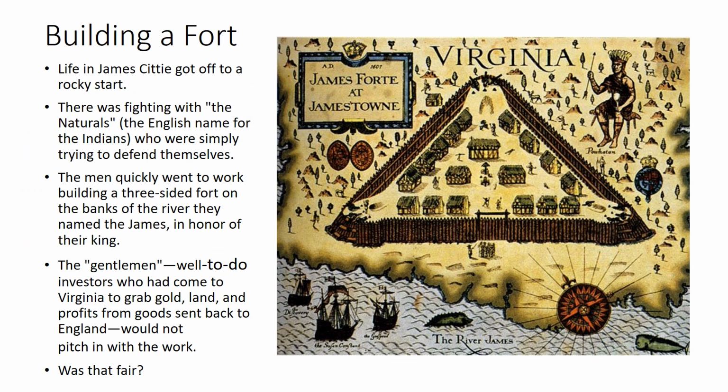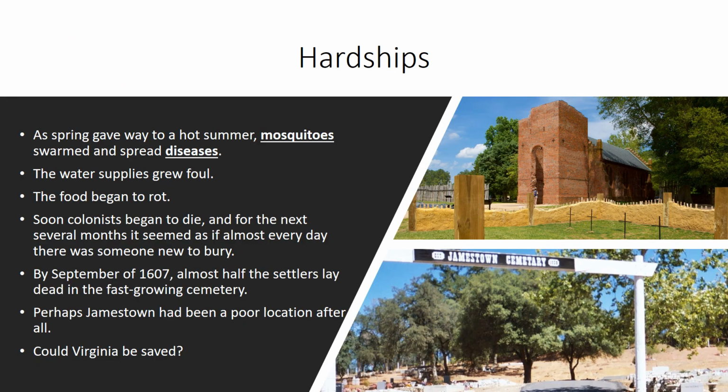Building a fort. Life in James City got off to a rocky start. There was fighting with the Naturals, the English name for the Indians, who were simply trying to defend themselves. The men quickly went to work building a 3-sided fort on the banks of the river they named the James, in honor of their king. The gentlemen, well-to-do investors who had come to Virginia to grab gold, land, and profits from goods sent back to England, would not pitch in with the work. Was that fair?